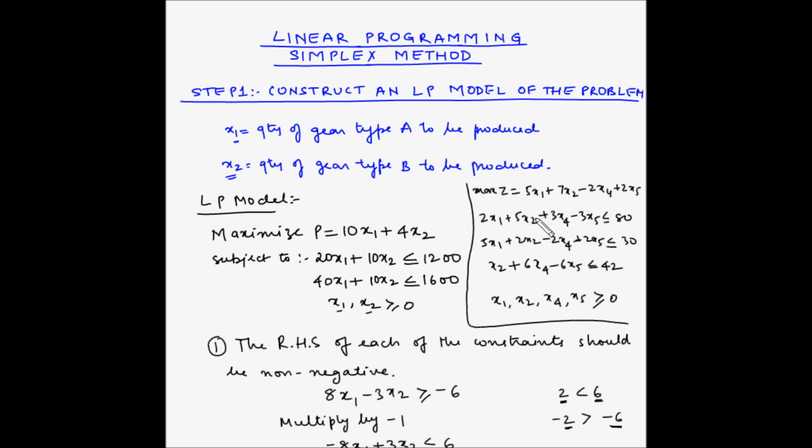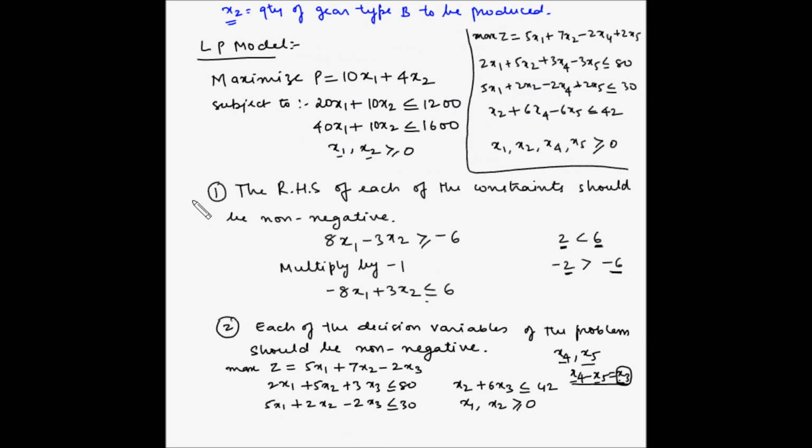So now this is the LP model that we'll solve, and once the values of x4 and x5 are obtained using the simplex method, then we can easily find the value of x3. So if both these conditions are met, which in our case are met, then we can proceed with the next step, which is standardization of the problem.